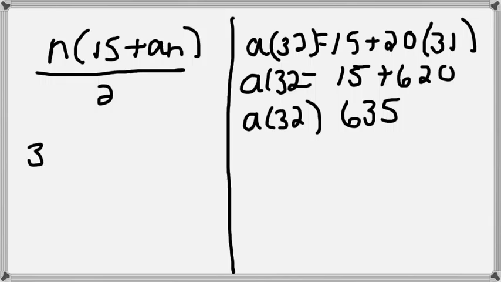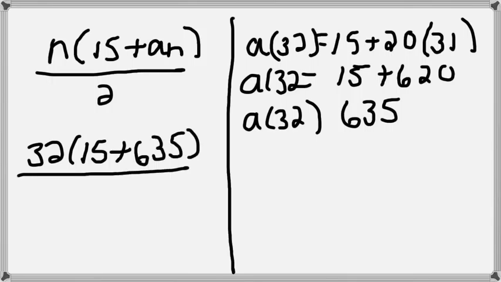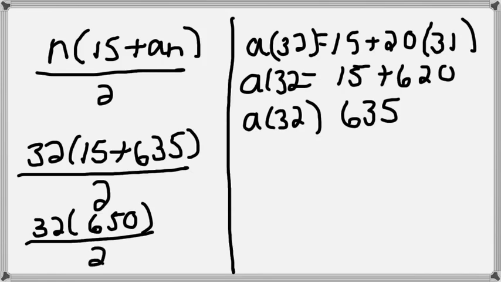Okay, so n is 32. It's this 32nd term. And it's the first term plus, we said the value of the 32nd was 635, and then all of that is going to be divided by 2. So 635 plus 15 gives me 650. So now I'm doing 32 times 650, all of that divided by 2.